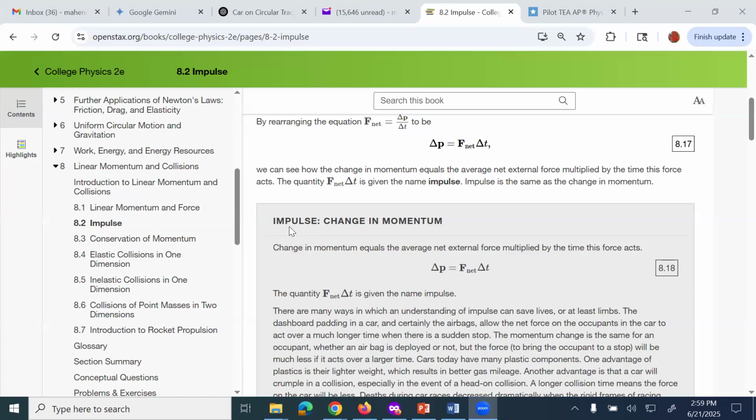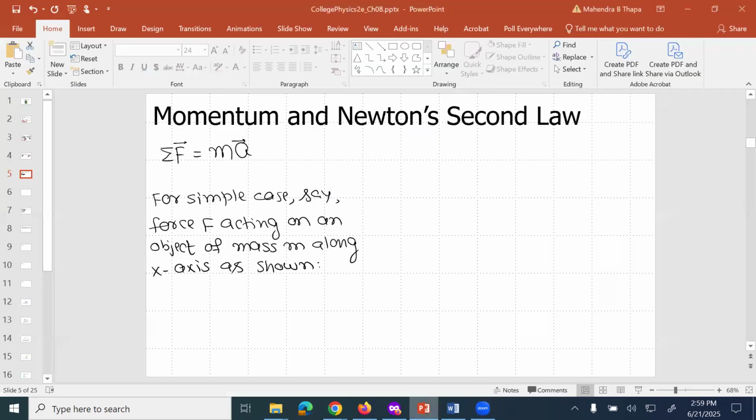Let's relate impulse and the change in momentum. We start with Newton's second law. This is Newton's second law: the sum of F equals ma. Here, the sum of F represents the total force acting on the system, m represents the mass, and a represents the acceleration.